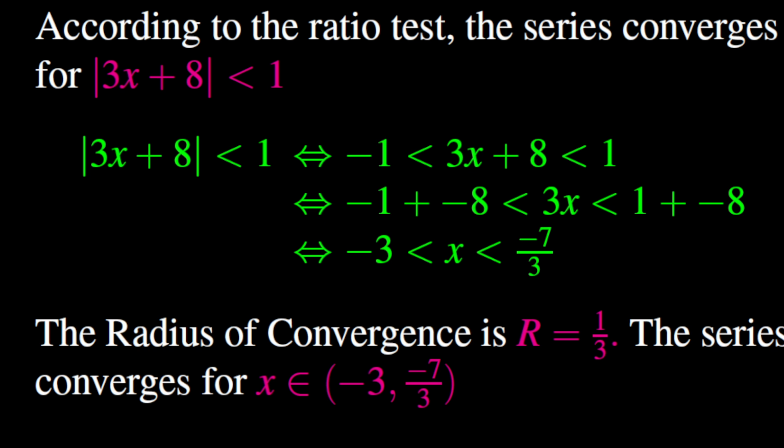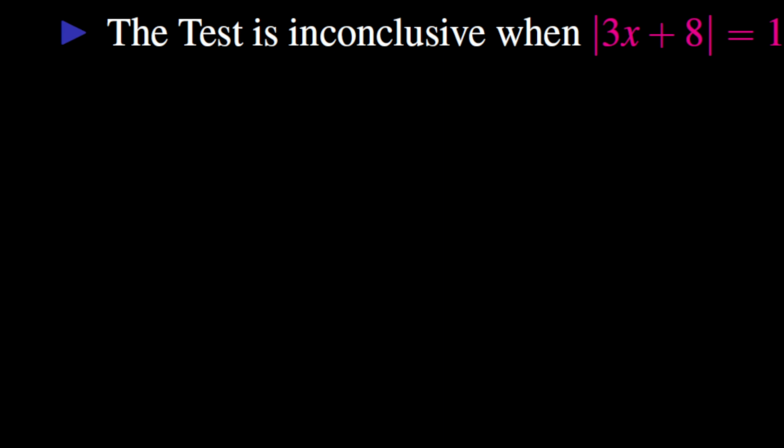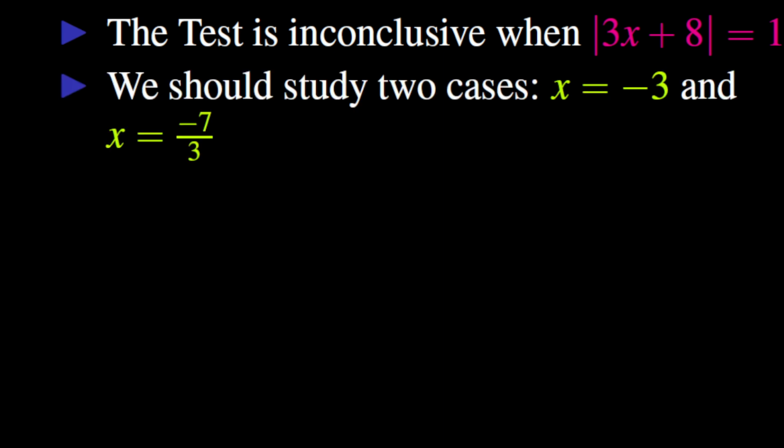Consequently, the radius of convergence is equal to 1/3. The series converges for x in the open interval with endpoints -3 and -7/3. Given that the ratio test is inconclusive when the absolute value of 3x + 8 is equal to 1, the series may converge or diverge at the endpoints of the interval of convergence. We will now study two cases, when x is equal to -3, and when x is equal to -7/3.